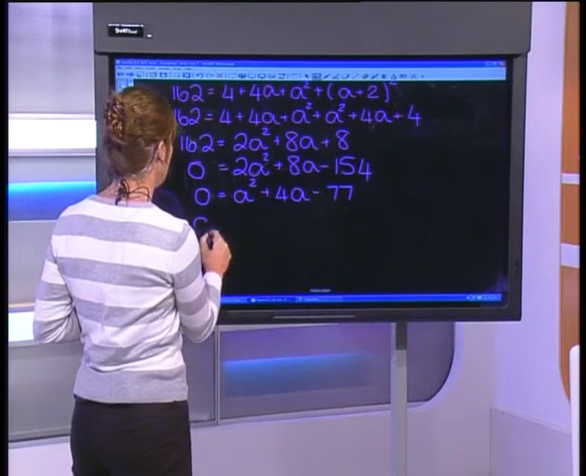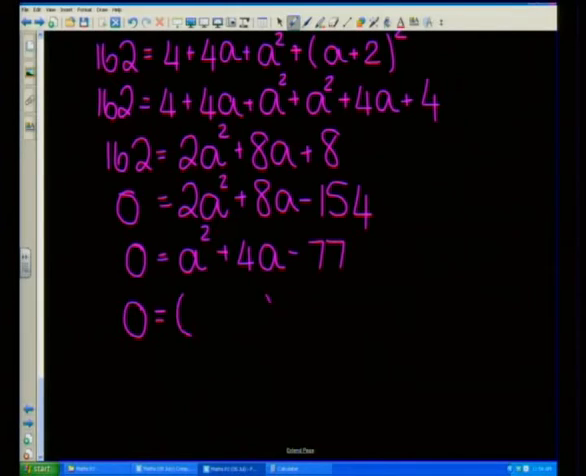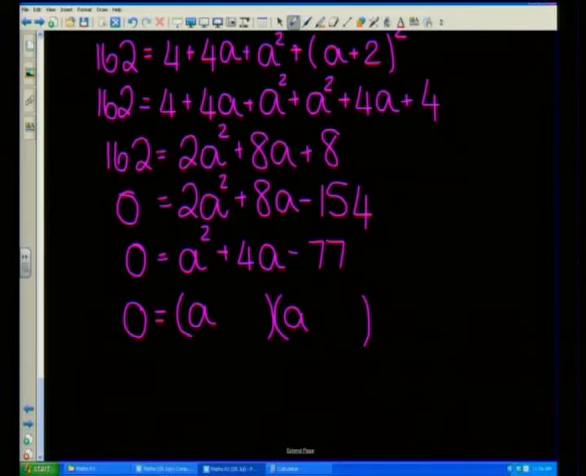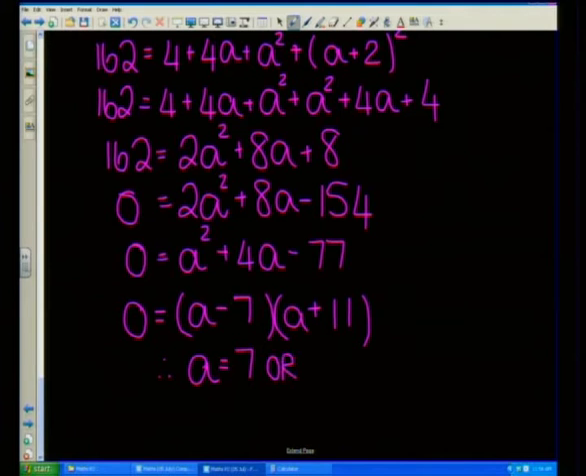So what we are now going to do with it is factorize. The factors of 77 that are going to get us a 4 are going to be 7 times 11. Okay, the difference between those is 4, and we're looking for a positive 4. So my 11 needs to be the positive, and my 7 needs to be the negative. Finally, that gives us an a which is equal to 7, or an a which is equal to negative 11.